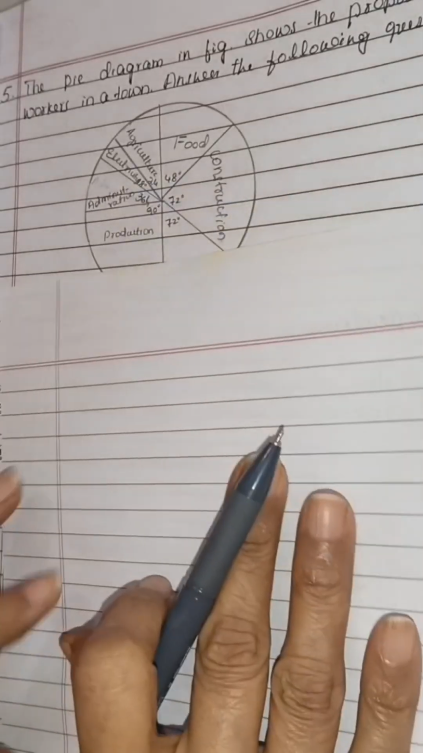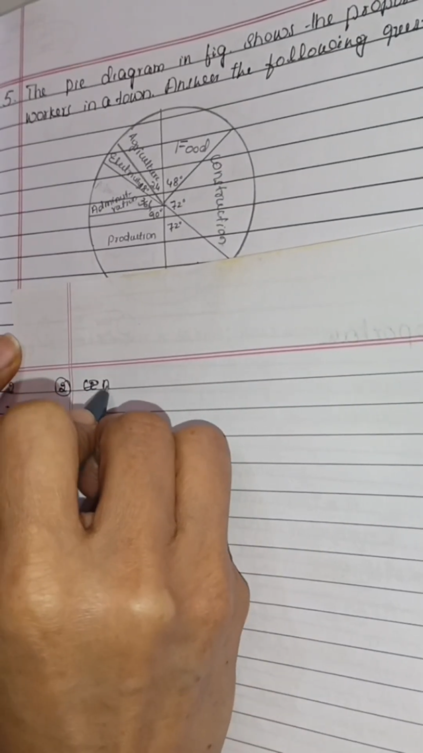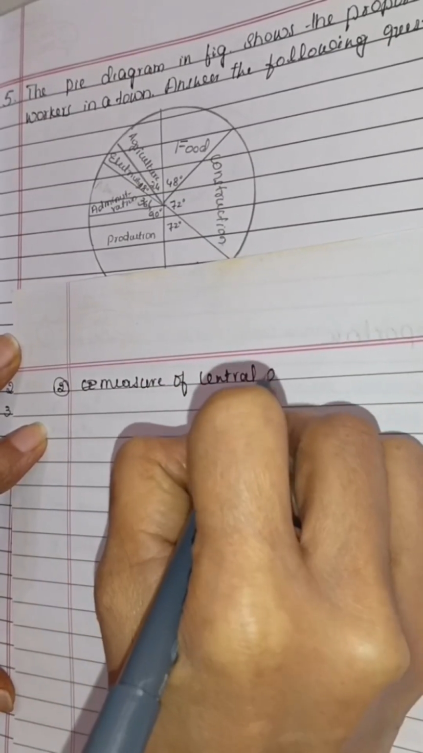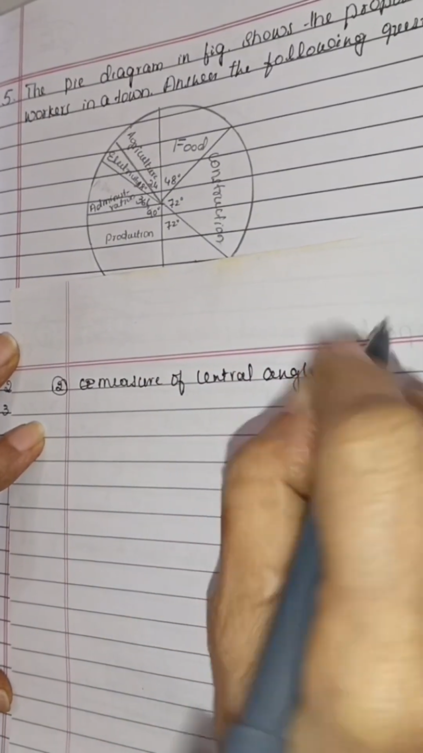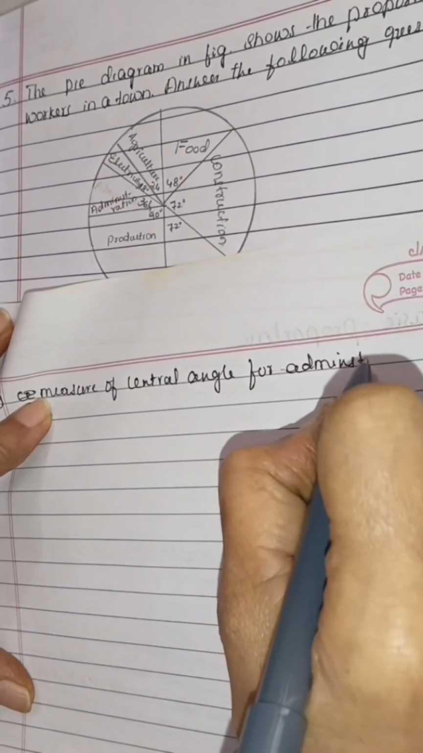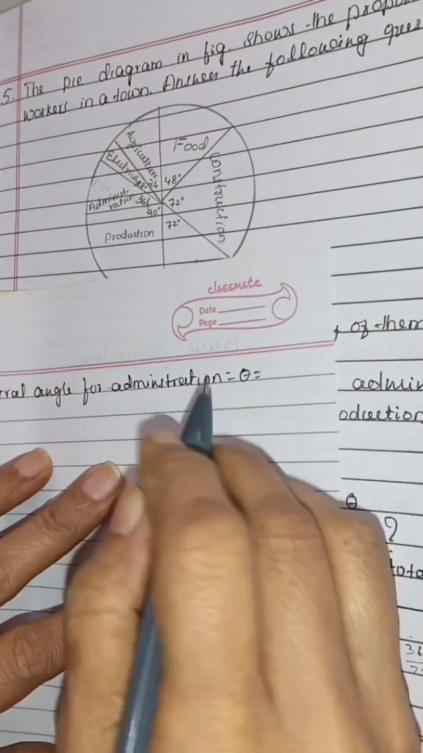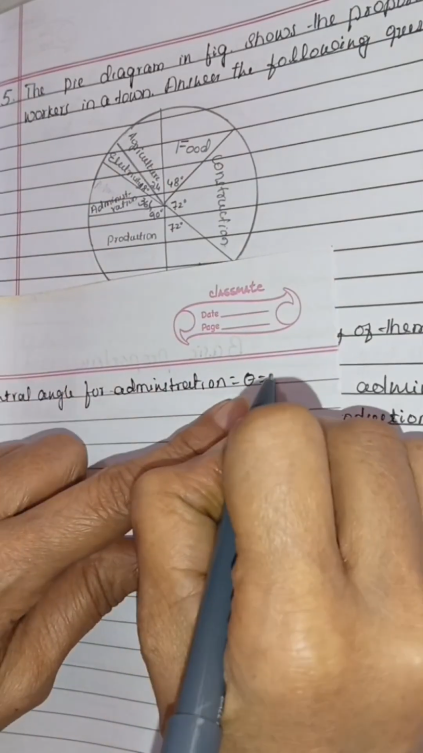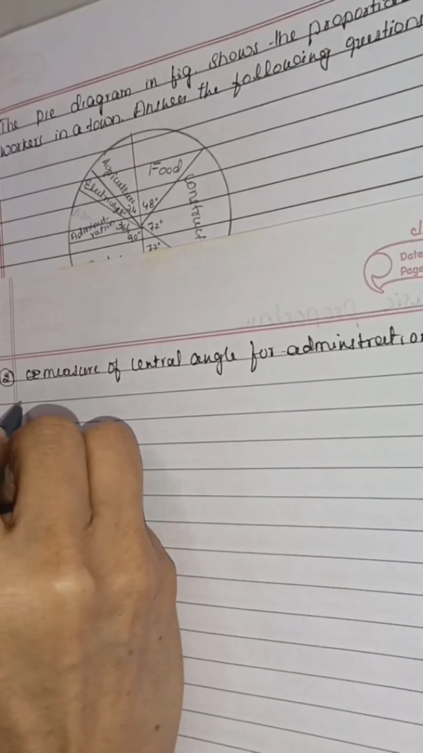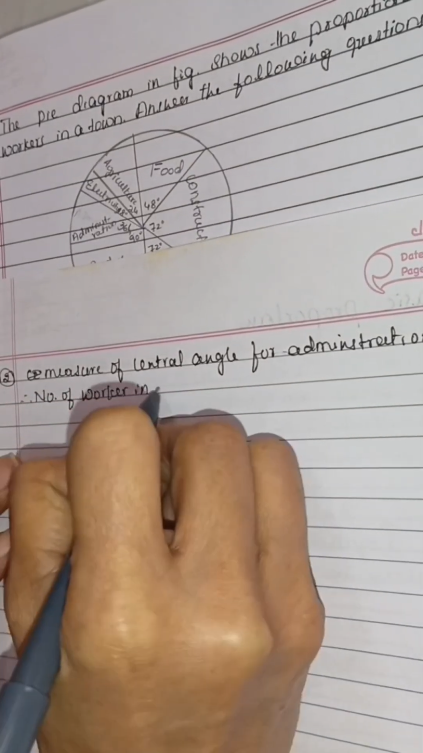Therefore, we'll write the central angle for the second question's answer. The measure of the central angle theta for administration is 36 degree. So now we have to find out the number of workers. Therefore, the number of workers in administration.